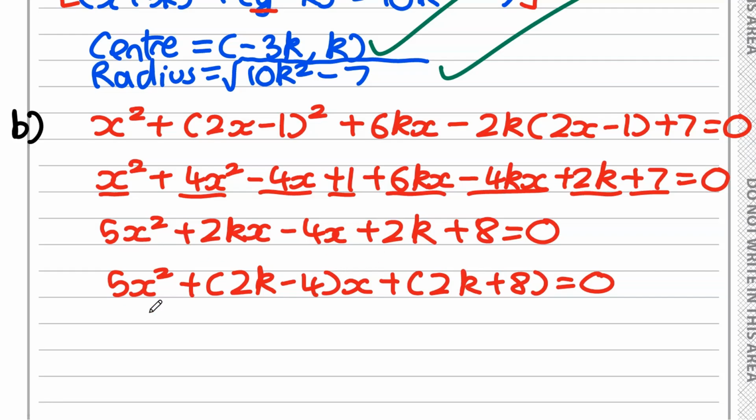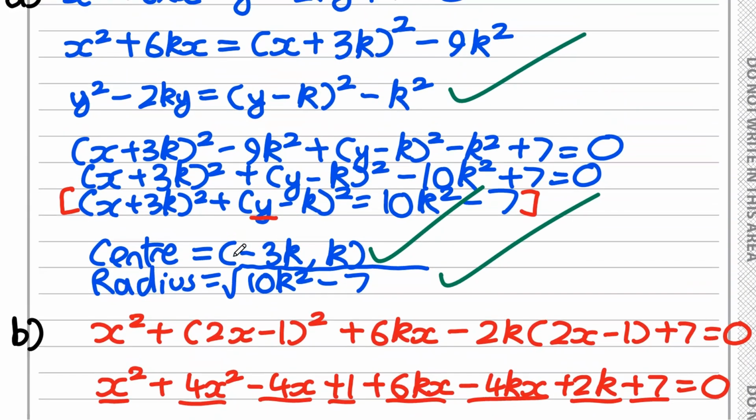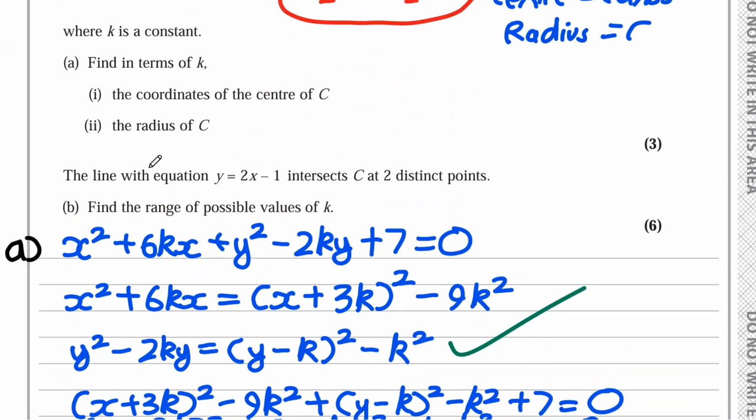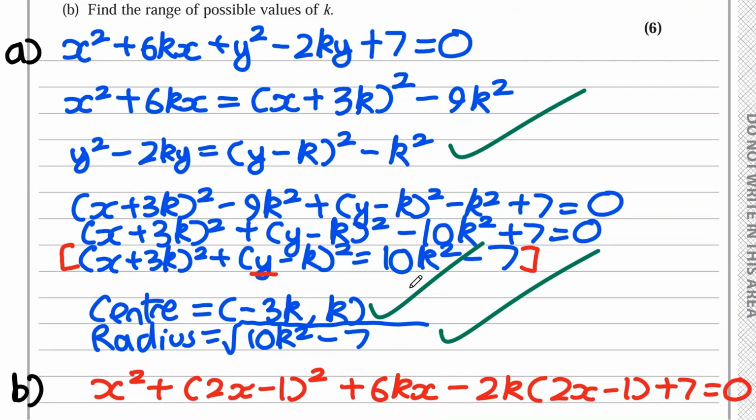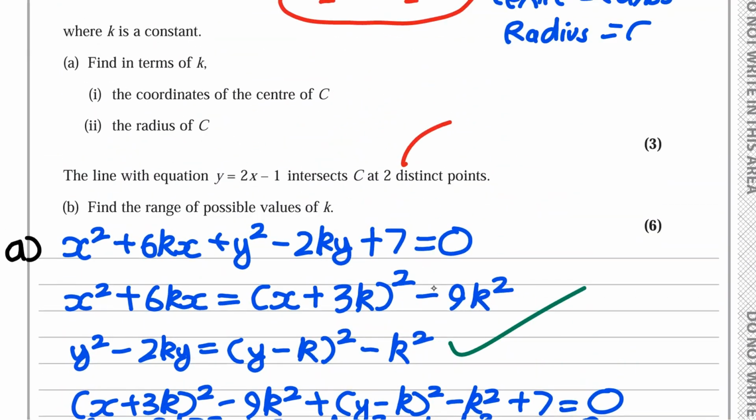Okay, so what do we do with this? Well, we're told that the line of equation y is equal to 2x minus 1 intersects C at two distinct points. If it intersects C at two distinct points, that means that for this equation down here, the discriminant, b squared minus 4ac, is going to be bigger than 0.